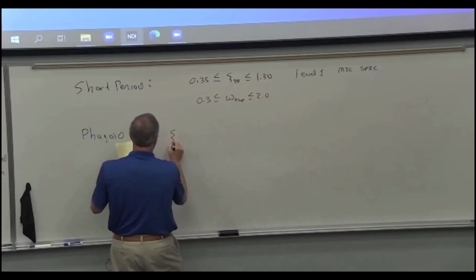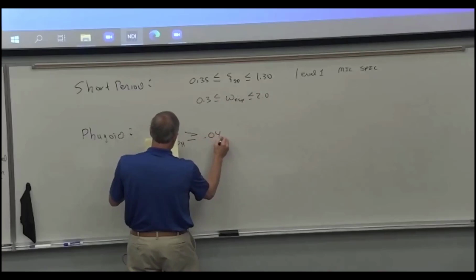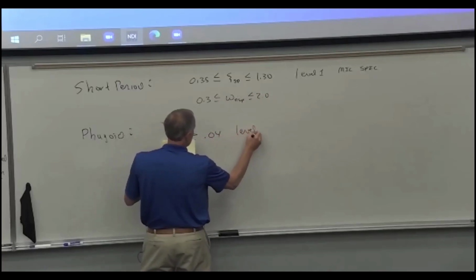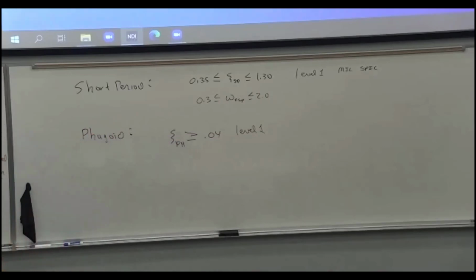And then for the phugoid, all you do is look at the damping ratio, and it needs to be somewhat damped. That's not a very strict condition, but the damping ratio has to be bigger than 0.04. And remember, this is really low frequency. So typically, the low frequency allows the pilot to compensate for the damping not being great.